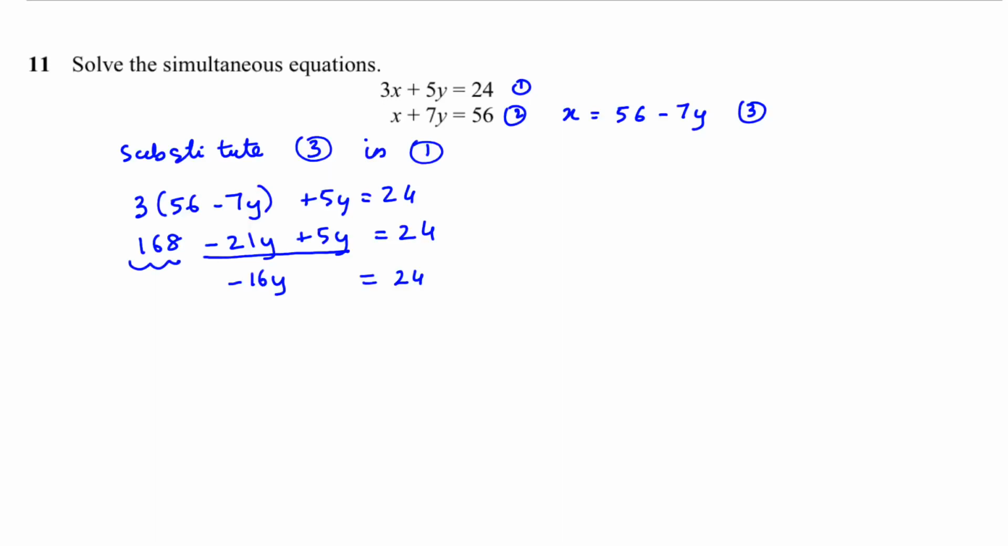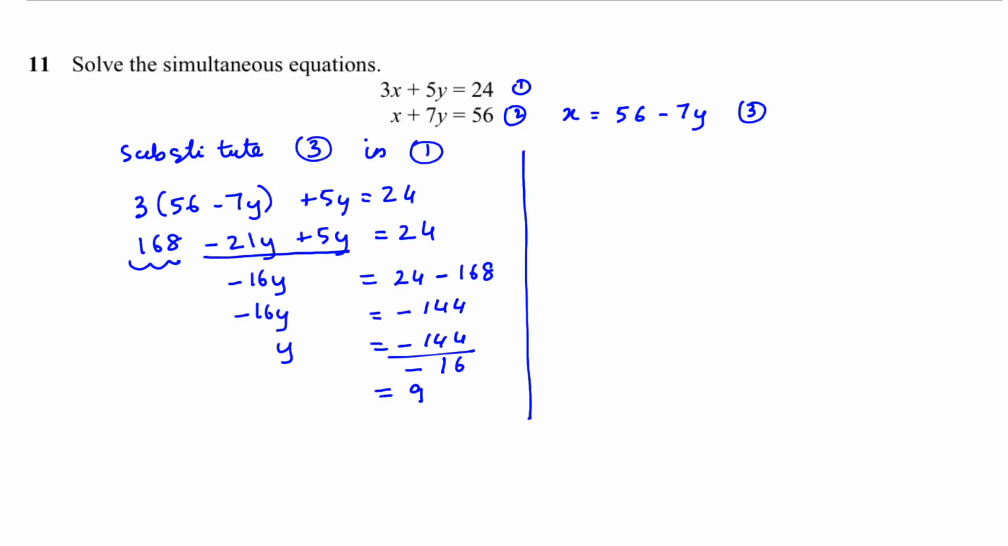168 is positive. Bring to the other side, it will become negative. So negative 16y is equal to 24 minus 168. It will give us negative 144. Bring the negative 16 to the other side. Divide negative 144 by 16 and you will get 9. y is equal to 9.